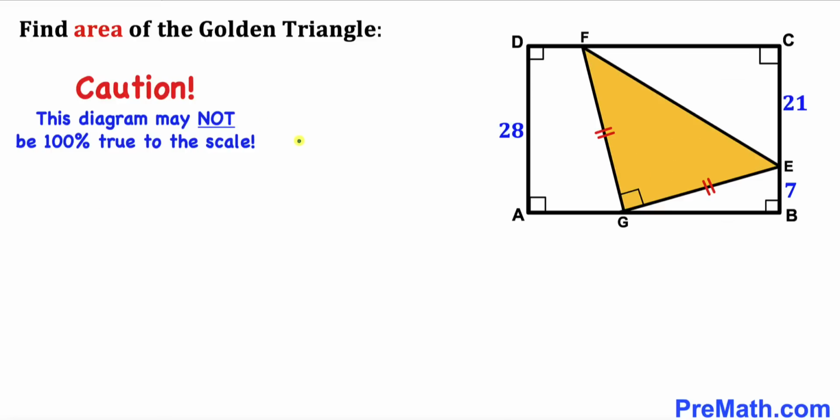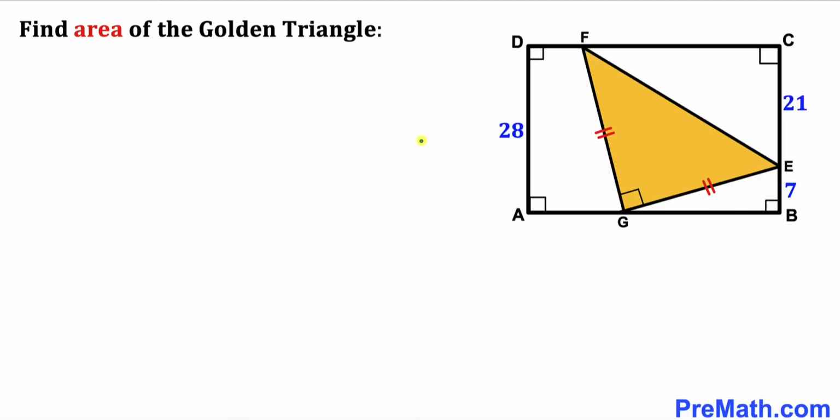Please keep in mind that this figure may not be 100% true to scale. Let's go ahead and get started. And here's our very first step. We can see that these 3 points E, F, and G not only give us this golden triangle EFG, but also yield this trapezoid ADFG, this right triangle ECF, and this right triangle GBE.